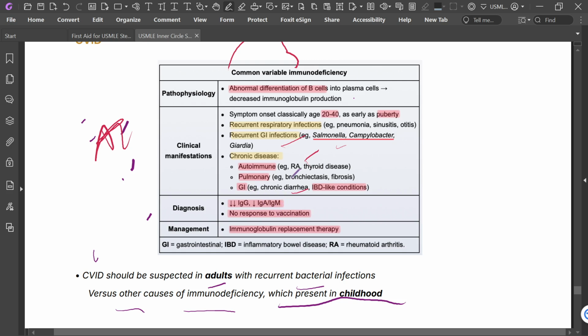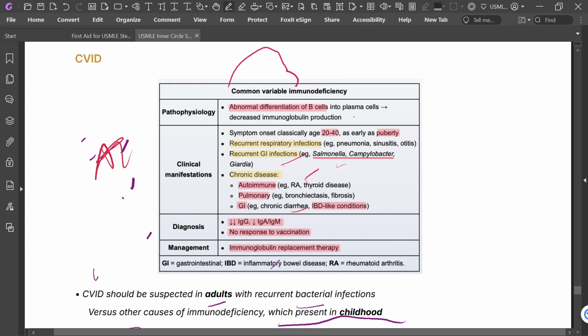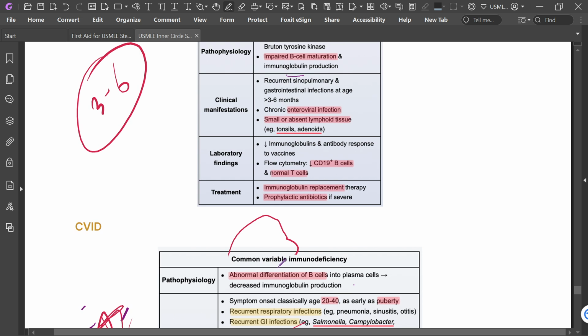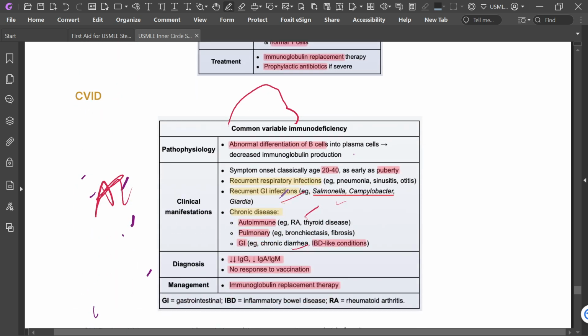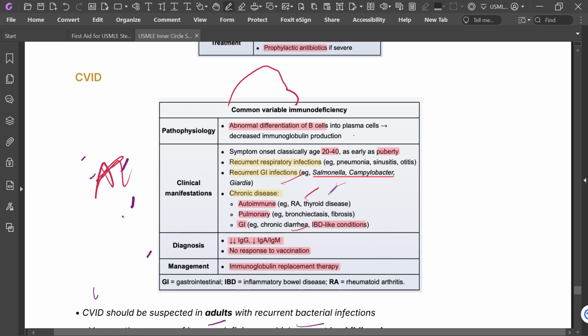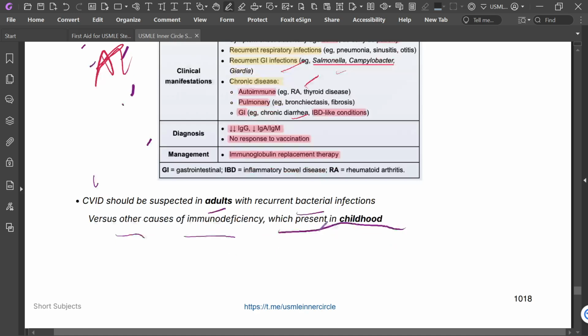In CVID there is no response to vaccination. Diagnosis is no response to vaccination, and in Bruton's there is decreased antibody response to vaccination. Bruton's is decreased antibody response to vaccination, and CVID no response to vaccination. Management is immunoglobulin replacement therapy.